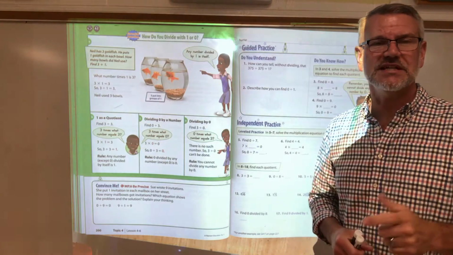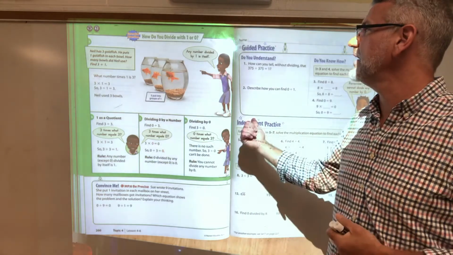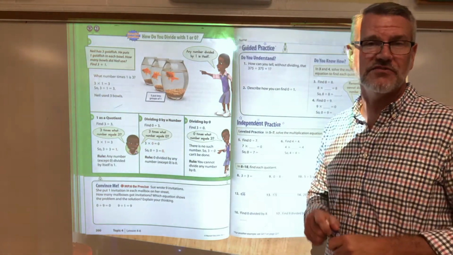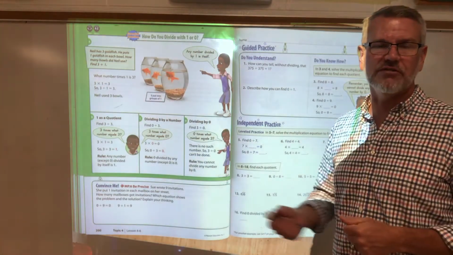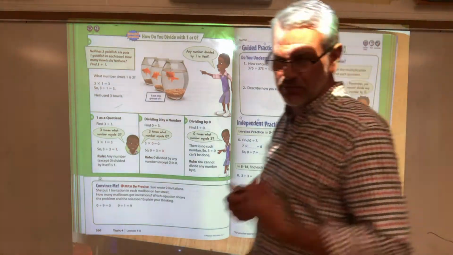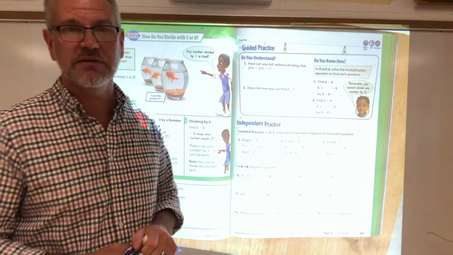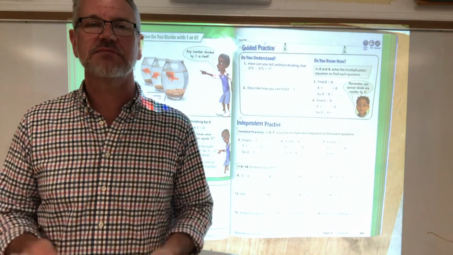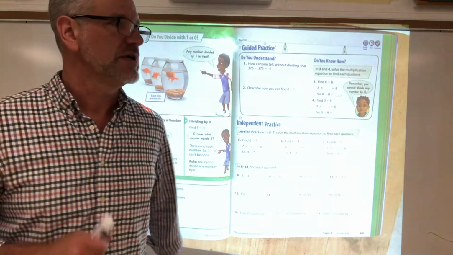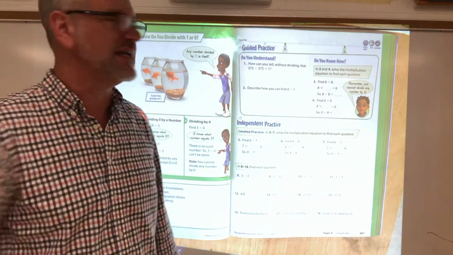Okay, hey guys, so today we're going to move on with using our multiplication facts to help us with division. And we're going to look at 1 and 0. Now remember, 1 and 0 have special properties when it comes to multiplication. Anything times 1 is that same number, and anything times 0 is 0. So keep that in mind as we get into this.